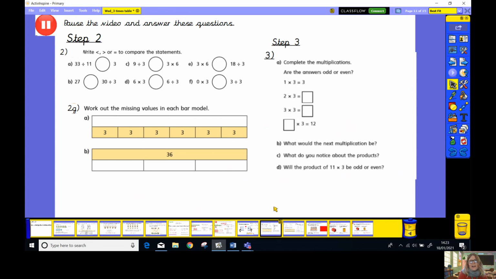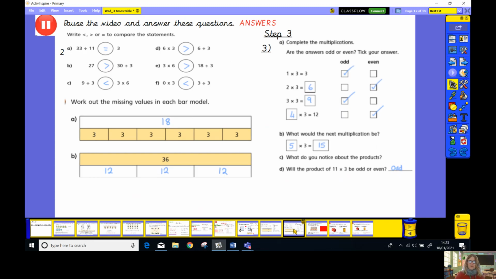Pause the video now and have a go at these step 2 questions, please. Well done. Now have a go at step 3. Well done. Now don't forget to mark your work here before you move on and go on to our next lot of questions. So pause and answer what you've just done.